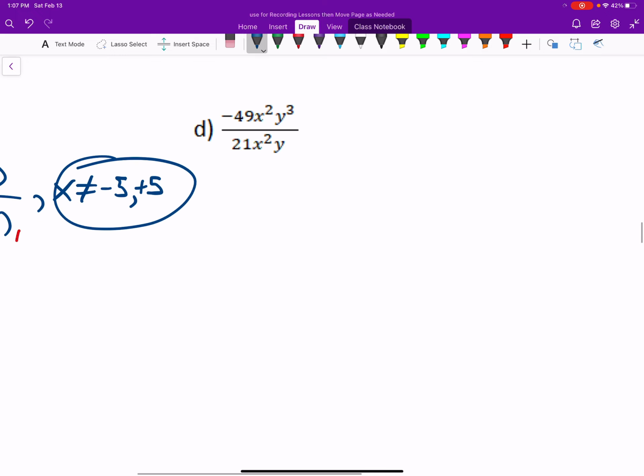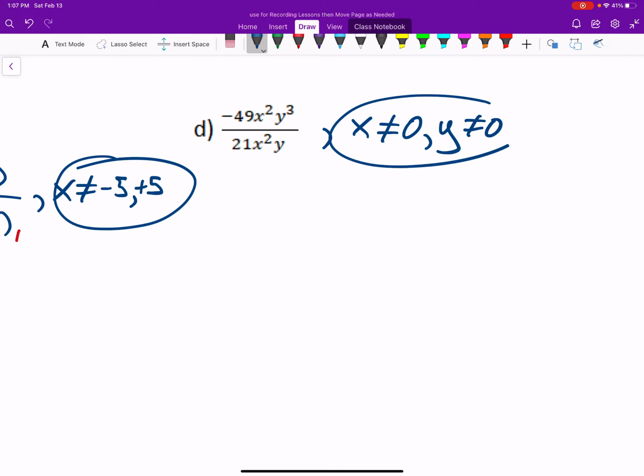D part is another one of those tricky monomial ones. So we can't common factor a monomial. All we can do is reduce the individual parts. First, I'll do the restrictions, though. Again, remember what I said before. If it's a monomial, whatever your variables are on the bottom can't equal 0. So x can't equal 0 and y can't equal 0. If that ever happens for either one of these, I'm going to get division by 0.